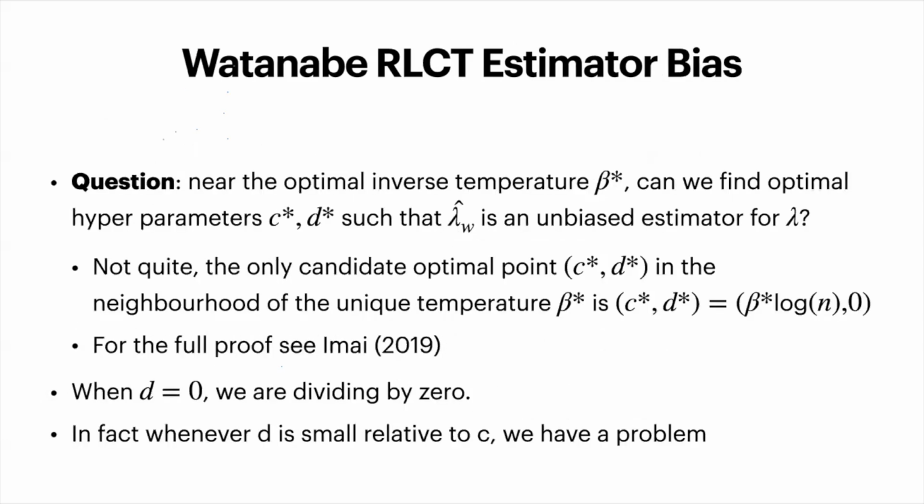But that brings a question. Can we make it unbiased? Can we find an optimal parameter such that the estimator is unbiased for different n? Sadly, we can't, and this is just because of the way it's defined. Really, the optimal hyperparameter range is between the optimal temperature 1 over log n and 0. So you want to lower D to get close to 0, but what happens is that you're almost dividing by a really high amount, and if you make it really small, you divide by 0.